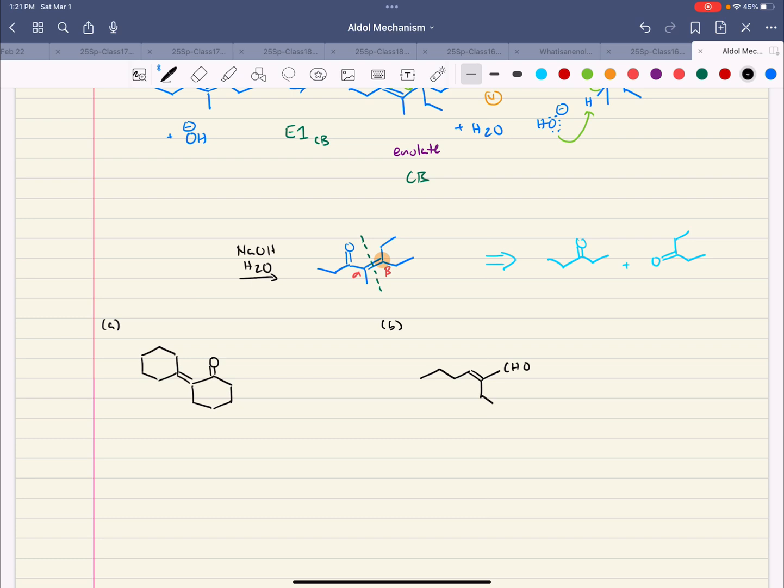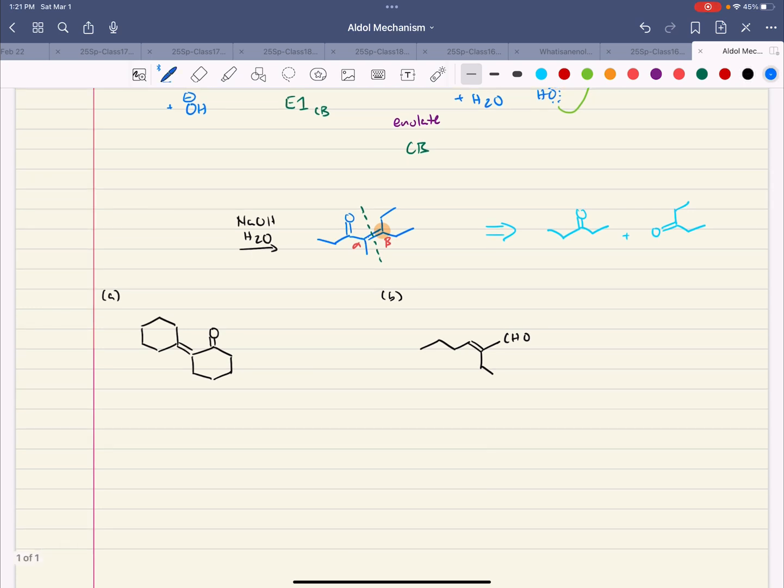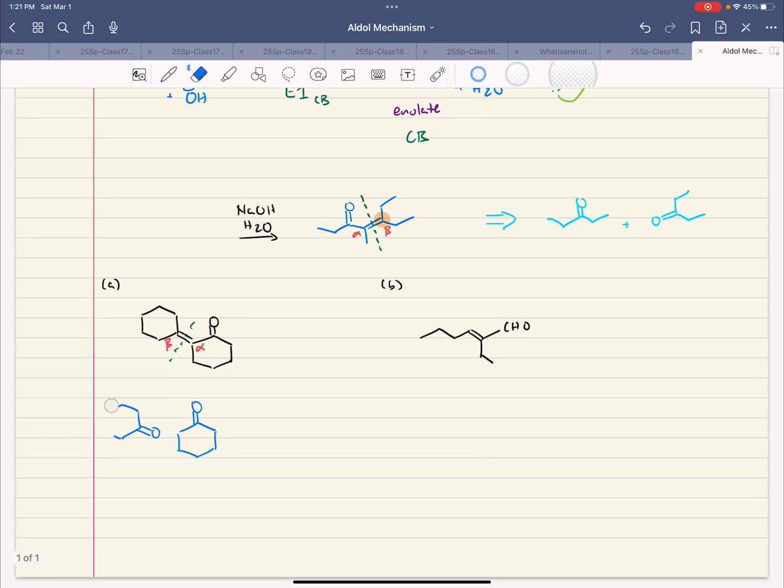Okay? The answer for the first one is, you see the carbonyl? It's that piece that did the attacking. So go ahead and find the alpha. This is now the beta. And yes, this is your disconnect. So it is true that this ketone became an enolate and attacked this ketone here, which is identical. Okay. For the answer, though, since they're identical, just draw it once.